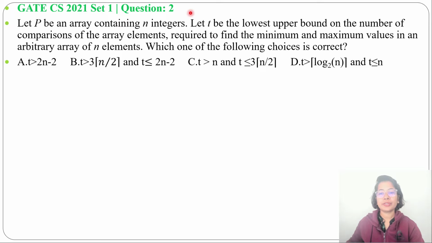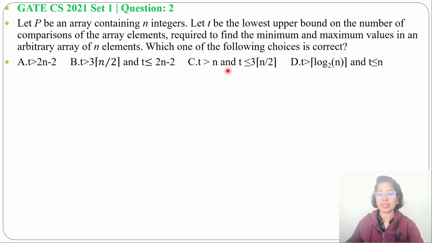Let's solve one previous question of algorithm. This question was asked in GATE CS 2021 set 1 question number 2. Let P be an array containing n integers. Let T be the lowest upper bound on the number of comparisons of the array elements required to find the minimum and maximum value in an arbitrary array of n elements. Which one of the following choices is correct?